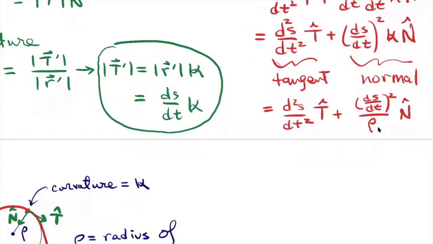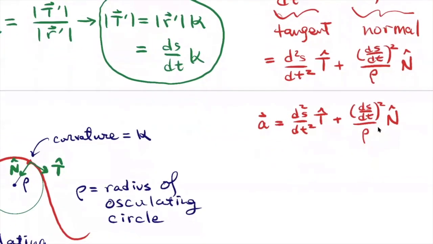Okay, so when you look at this, this is a new page, so I'm going to say acceleration is this expression, d2s over dt squared times T plus ds over dt quantity squared over rho times N. Okay, so again, this component here is tangential. And AT is d2s over dt squared, which is the tangential component of acceleration.